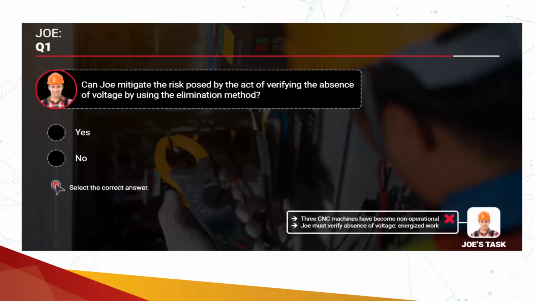Can you mitigate the risk posed by the act of verifying the absence of voltage by using the elimination method? Yep, the answer is no, because he cannot do elimination here, as that is the task he is performing. So he cannot apply the elimination method.